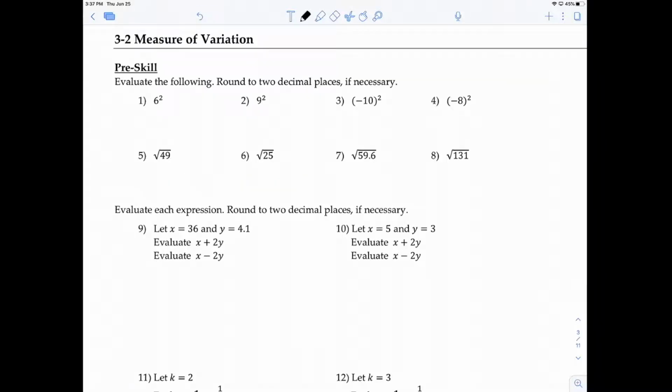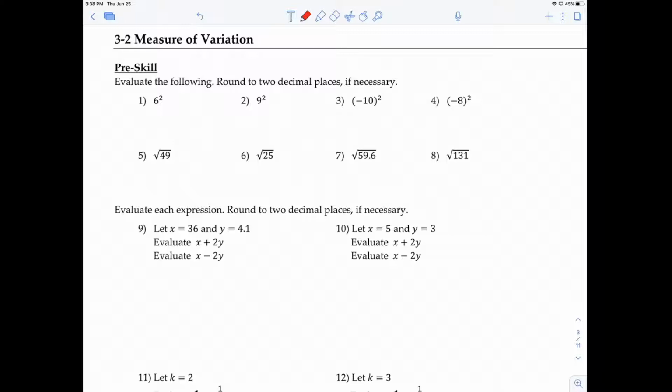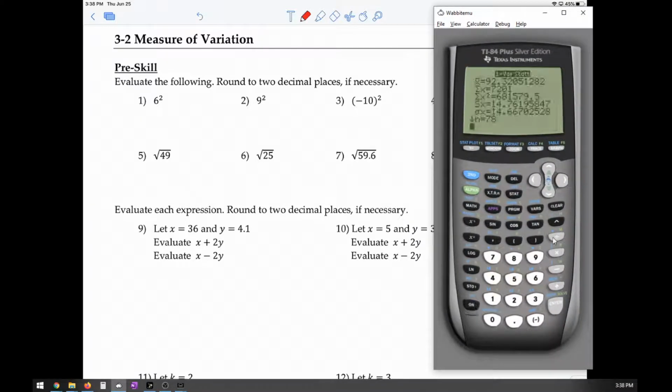Before we jump into the actual content, there's some pre-skill. If you haven't taken algebra, or it's been a long time since you've taken basic mathematics, it's good that you know some of this notation. For example, the squaring notation, or the power notation. Stuff like this you have to know, and then the square root as well. I'm just going to do a few of these. I'm not going to do all of them, but it's good practice. So let me show you how to do this in the TI-84.